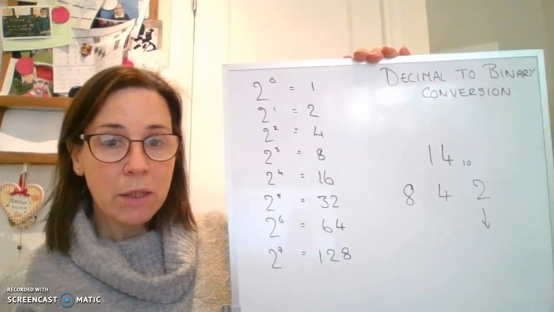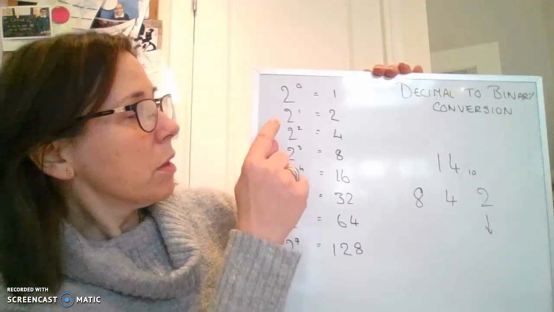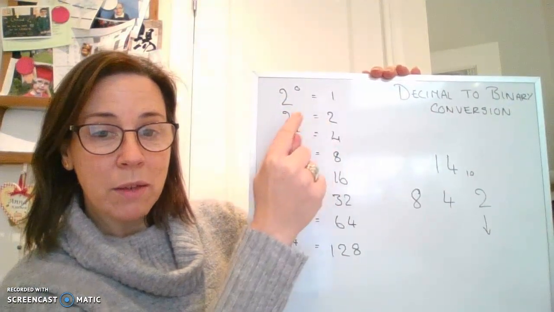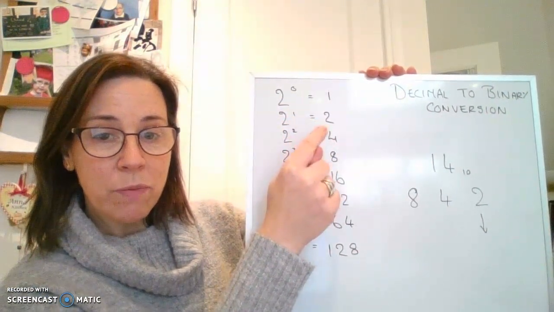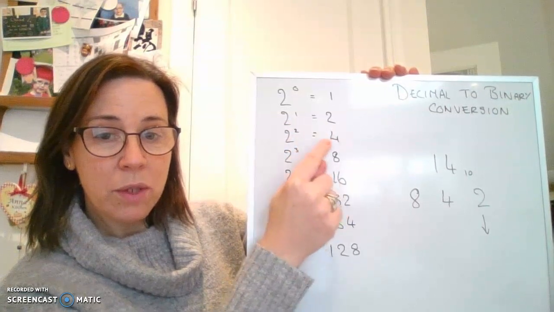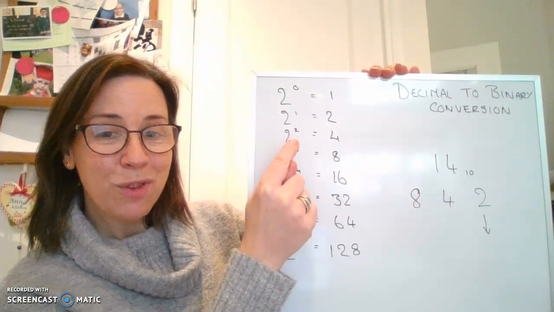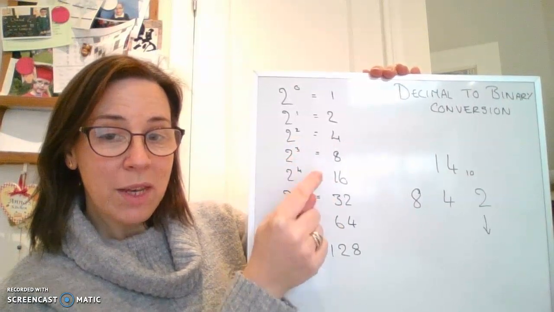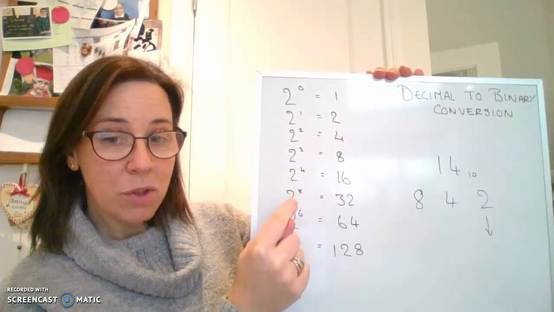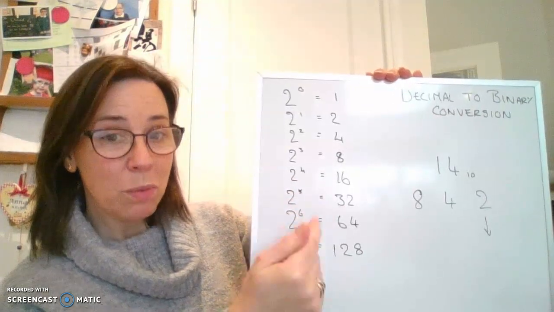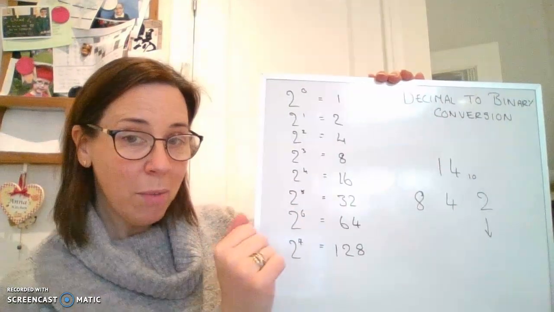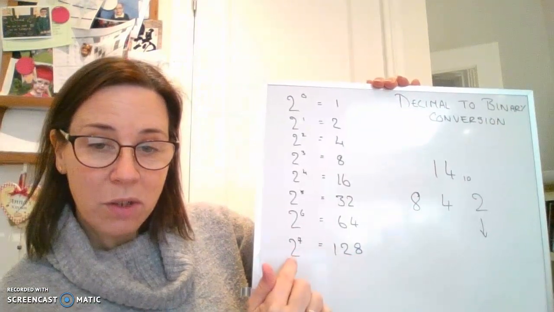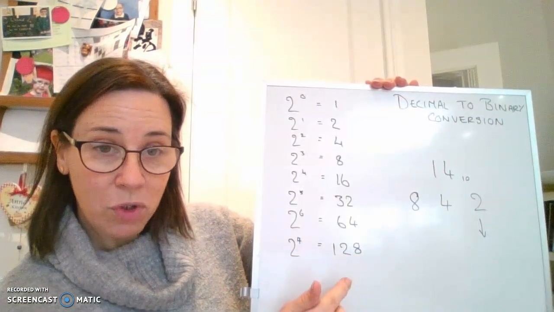Okay, so this is why I've been asking you to look at exponents for the last while as well. So you can see that 2 to the power of 0 is 1. You remember that from a previous lesson. 2 to the power of 1 is 2. 2 to the power of 2, that's 2 by 2, which is 4. 2 to the power of 3 is 8. 2 to the power of 4 is 16. 2 to the power of 5 is 32. You're just doubling the number every time when you're dealing with powers of 2. 2 to the power of 6 is 64, and 2 to the power of 7 is 128.